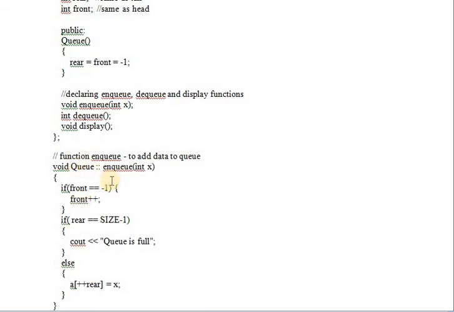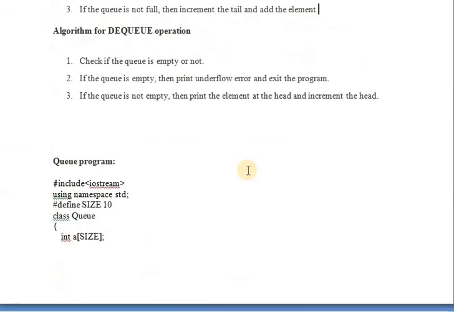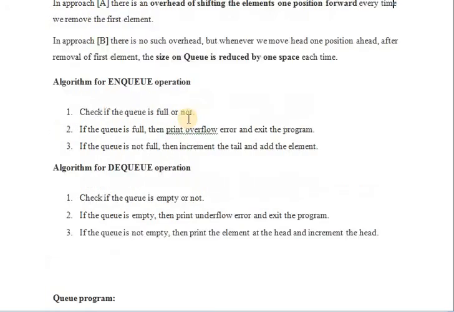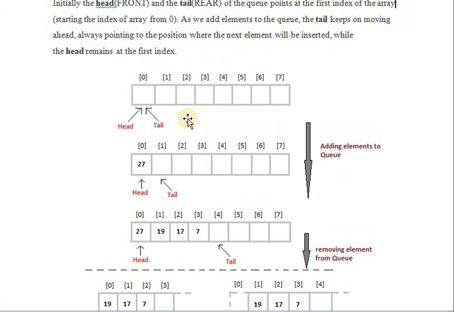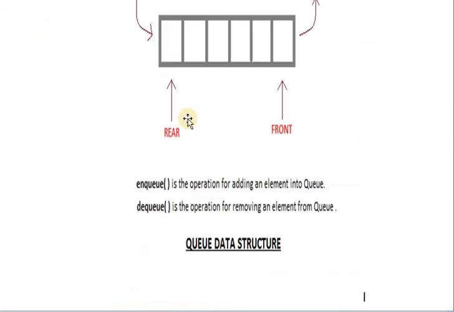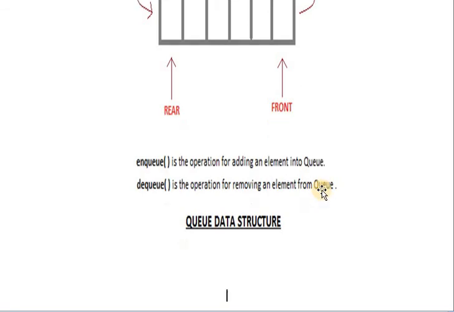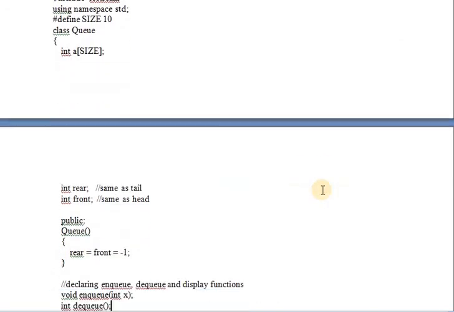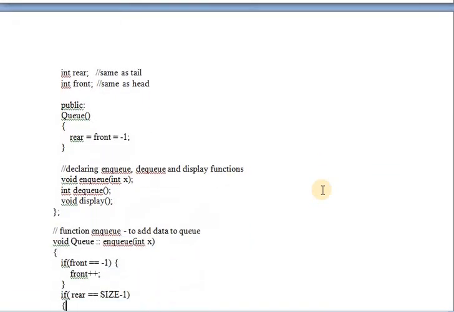void q, enq means what? See here, enq means if q is not full, then increment the tail. You have to recall that enq means you are going to add an element into the queue. That is what we are going to perform here. That is the function we are going to perform first.